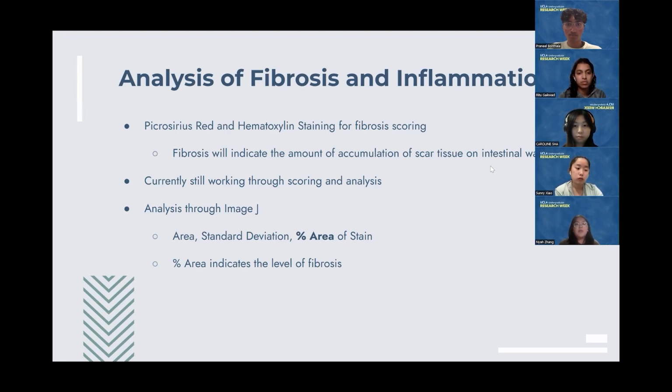When we put an image through ImageJ, we get three of the more important numbers: the area, standard deviation, but most importantly, we're looking at the percent area of the stain, which is telling us how much fibrosis we have because it measures the percent of the red area compared to the area in total.